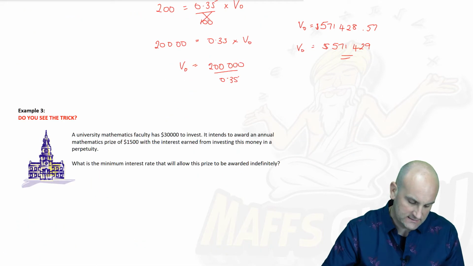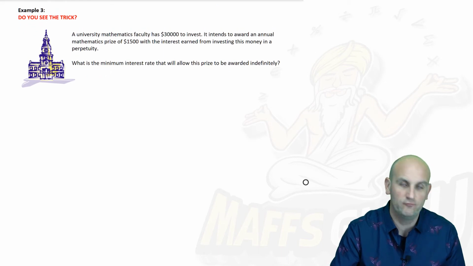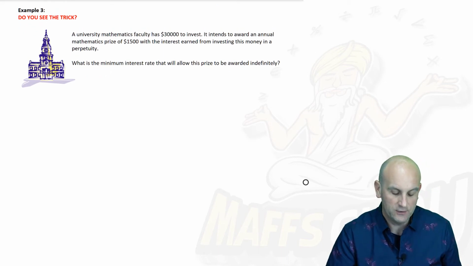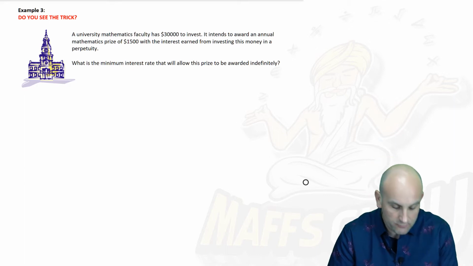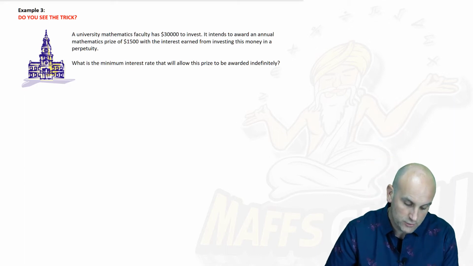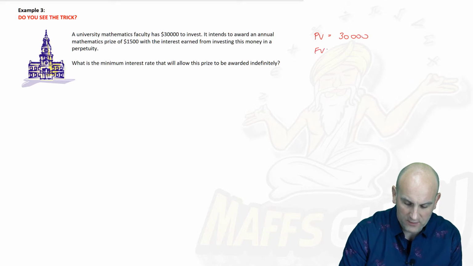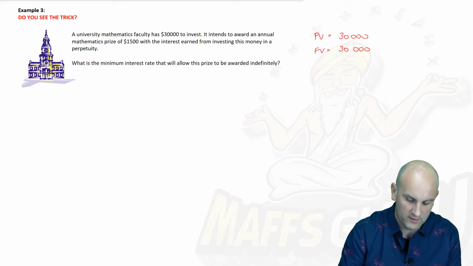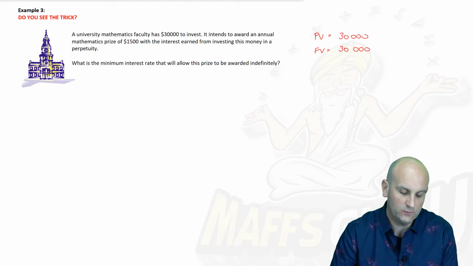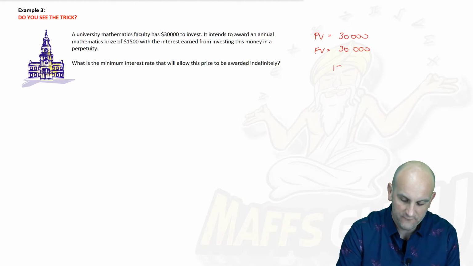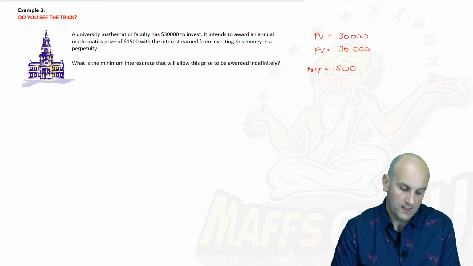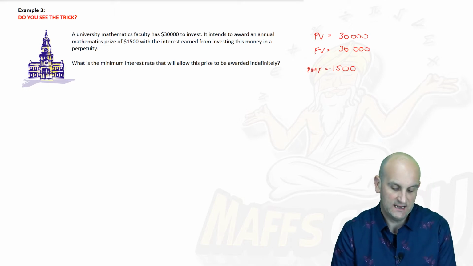And finally, example number 3, and I've already said in red, do you see the trick? A university mathematics faculty has $300,000 to invest. No, $30,000 to invest. All right, so my principal value is going to be 30,000. My final value is going to be 30,000. Thank you very much. And it wants to award an annual mathematics prize of 1,500. Okay, so that's my payment.